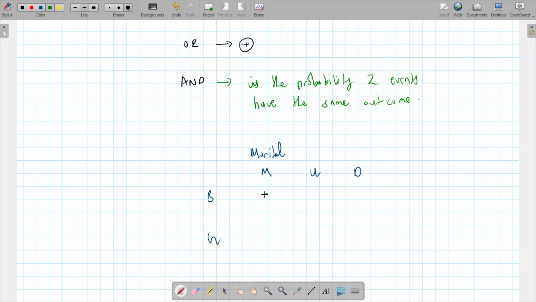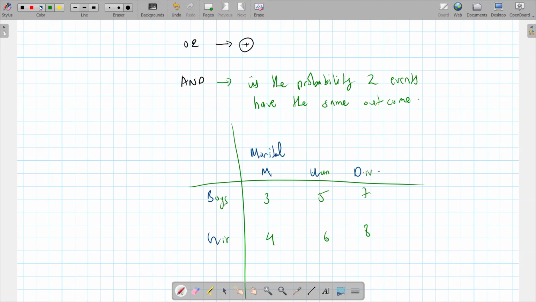Let's say unmarried boys, there's three. Unmarried girls, there's four. I'm just going to fill this with random numbers. Again, this is married, unmarried, divorced, boy, girl. What if I asked you, what's the total here? Let me just give you the total and we can do a proper question. I'm just going to add them up. 3 plus 4 plus 5 plus 6 plus 7 plus 8. So the total is 33. That's your sample space. Your total is 33.